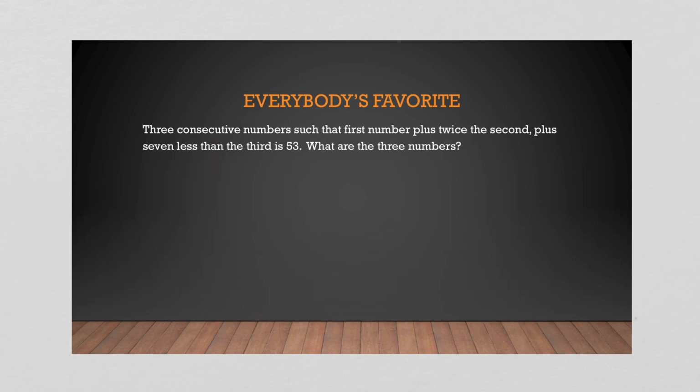So one more. So 3 consecutive numbers. Okay, I'm going to call them n. And now we know better than to call them different letters. Next number would be n plus 1. And the number after that would be n plus 2. So we know that. And then it says, such that the first number plus twice the second number. So here's where brackets are going to be important. The first number plus twice the second number. Okay, you need to put these n plus 1 in brackets because n plus 1 is our second number. And then plus 7 less than the third. So you could put this in brackets too if you wanted, because that's my third number minus 7. 7 less than the third is equal to 53.